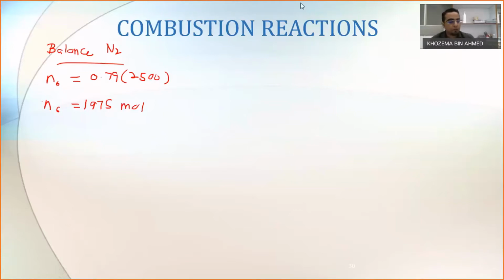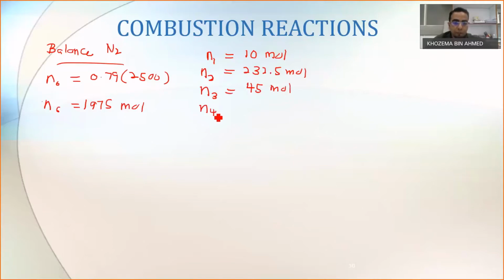I'll just write back all the values so that we can solve the actual part of the question. So N1 is equal to 10 mole, N2 is equal to 232.5 mole, N3 is equal to 45 mole, N4 is equal to 135 mole, and N5 is equal to 270 mole, and N6 is equal to 1975 mole.